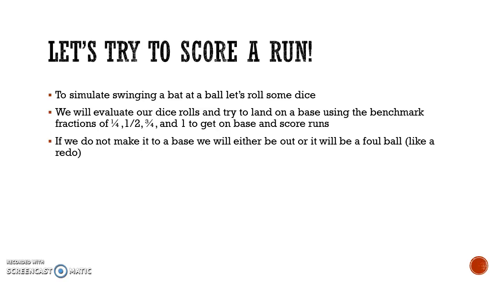If somebody gets on base, let's say I hit a double and I'm on base and then somebody else hits a double, I move 2 bases and they move 2 bases. So then I'm on home plate and I score. And they're on second base with a double. If we do not make it to a base, we will either be out or it will be a foul ball, which is like a redo.